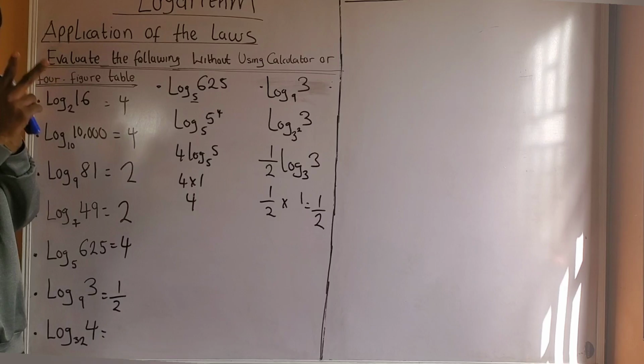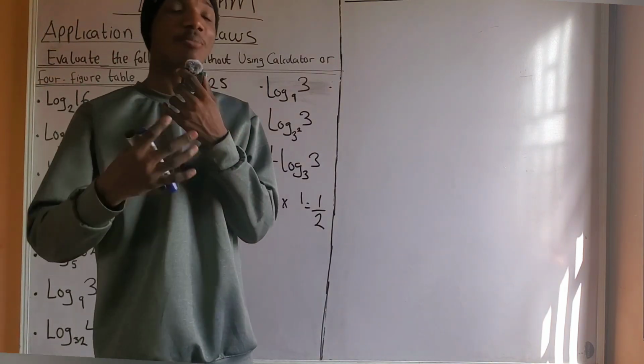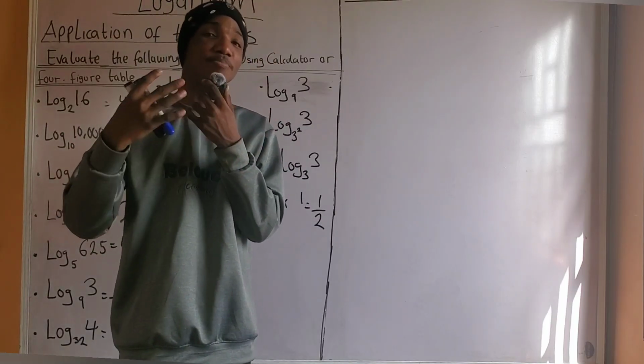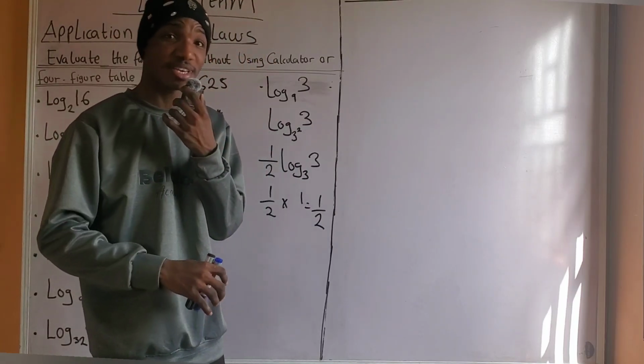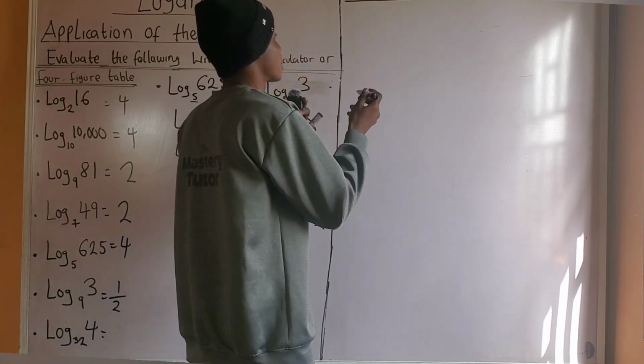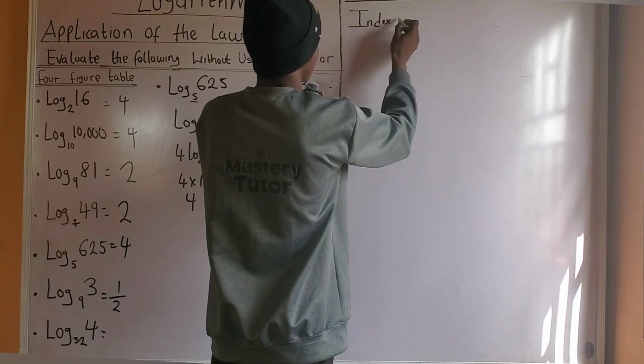I'm going to solve the question using the two methods. Do you understand? I'm going to use the index laws of logarithm, and also I'm going to use the combination of the log of a power and the base power law. So I want you to pay attention, okay? So now, let's look at the first method, which is the index form of logarithm.